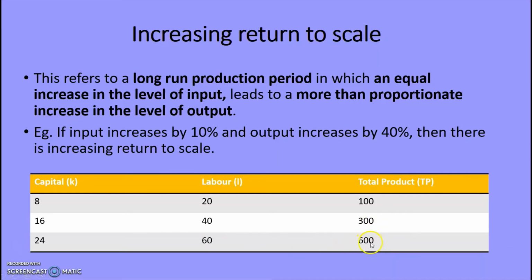So you realize that the first increase is from 100 to 300. The difference we have is 200. Then the second change or increase, that is 300 to 600, a difference of 300. So we have 200 and then 300 difference. So you realize that an increase in input is leading to a more than proportionate increase in the output.